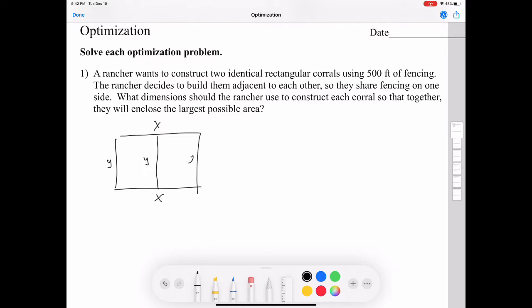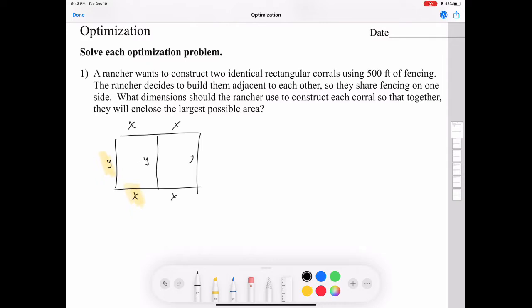Okay, so let's take a look. Or we could even call this x, x, and x and x, right? So however you want to name it. The dimensions here: what dimensions should the rancher use to construct each corral? So I figure they mean these are the dimensions right here, right?